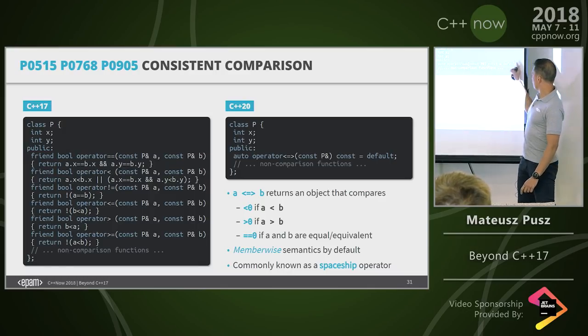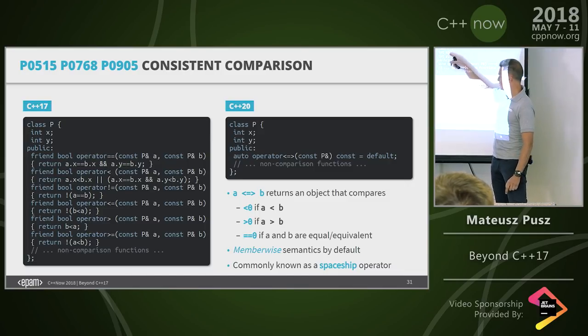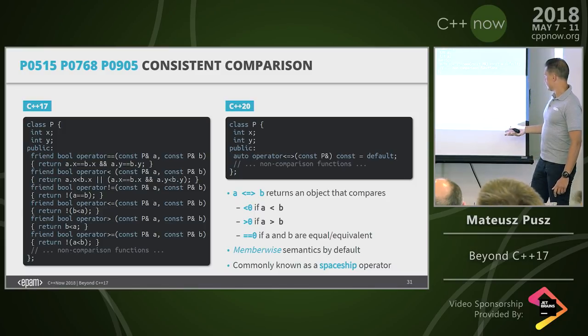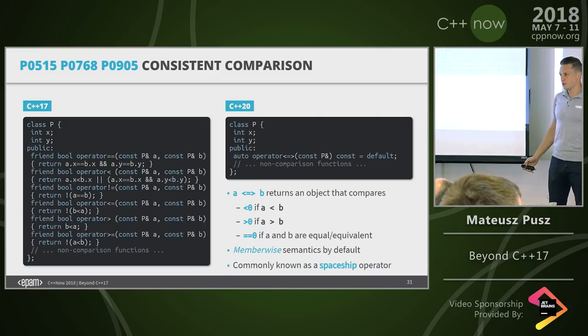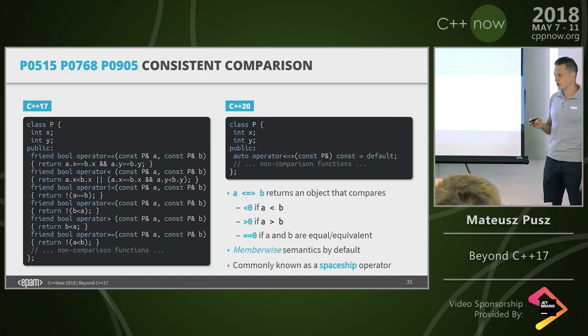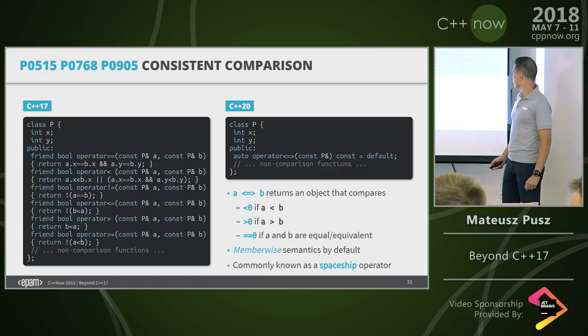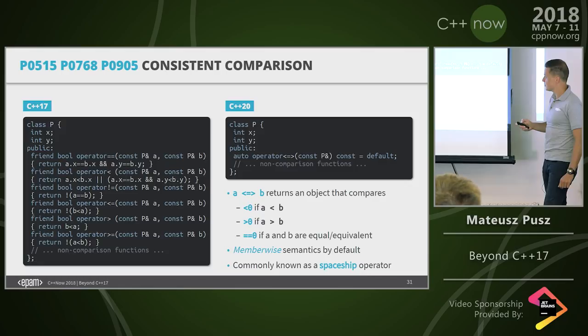By default, if you do the default implementation here, it will compare the elements in the definition order. And it's commonly known as the spaceship operator, as you probably know from other languages. Yes, question? So on the right side, if equals default is not written and I implement it, then it should return the way it is specified below it. I will show this on the next slide, what you do if you're not using default, yes?